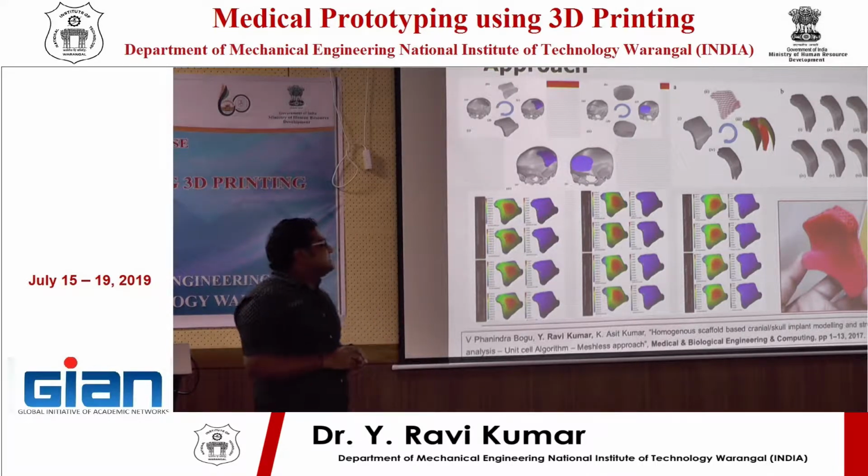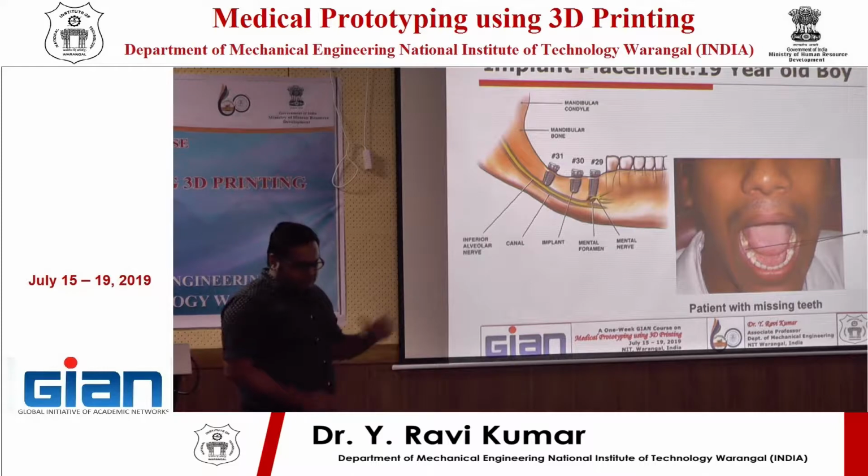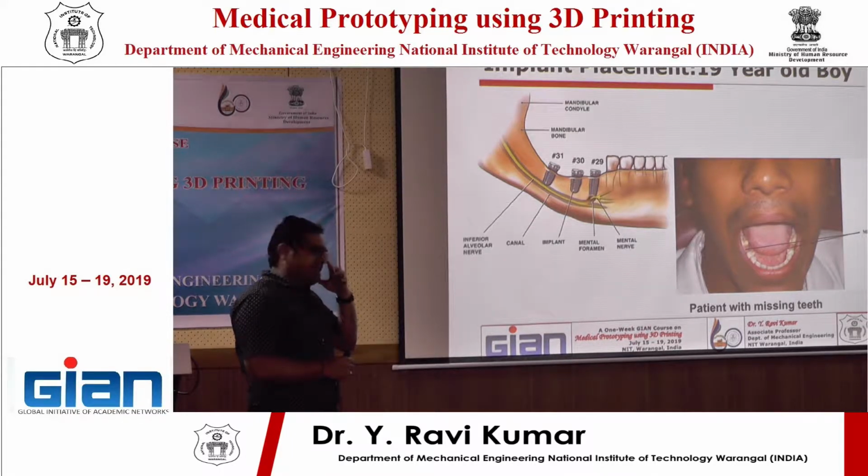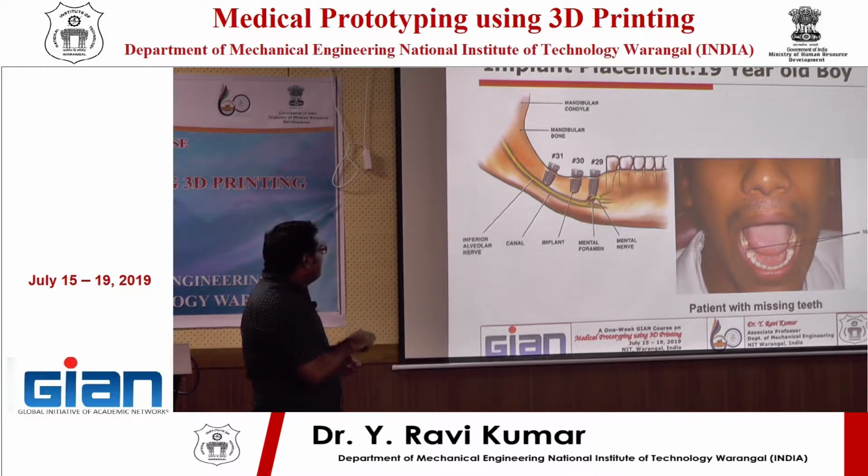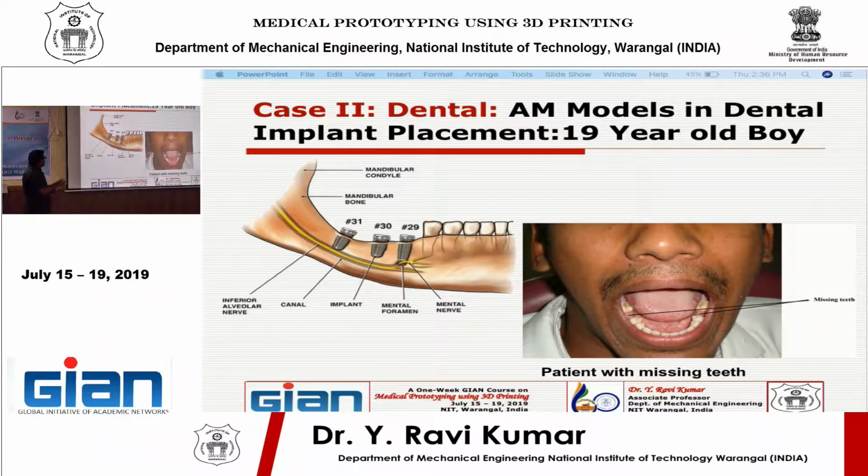So yeah, this is the thing we have done in the area of the craniofacial region, and then I will move on to the dental application or dental implantation. As I mentioned, this was the first case, almost 12 years ago when I joined here, 2006-07. As I already mentioned, there is an inferior alveolar nerve, which passes starting from this condyle and then here to the mental foramen, and then it will go out.